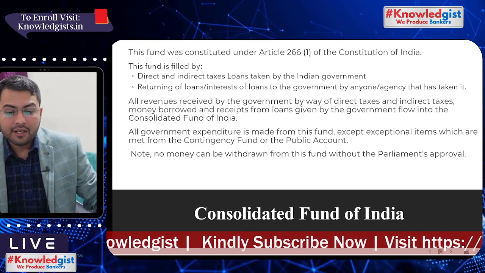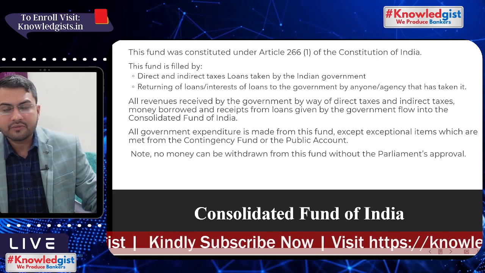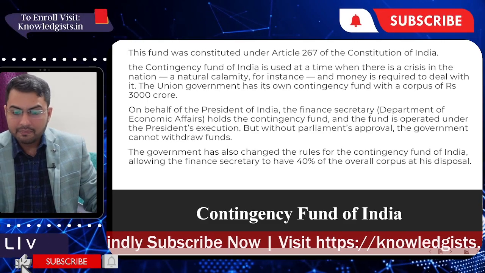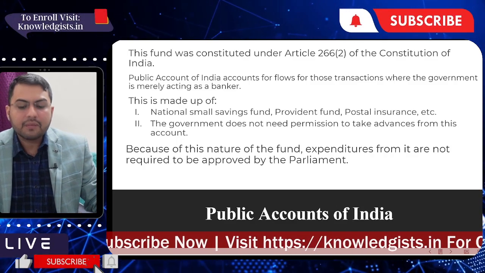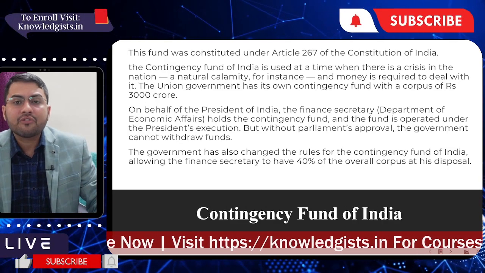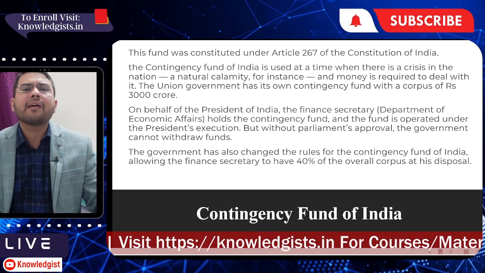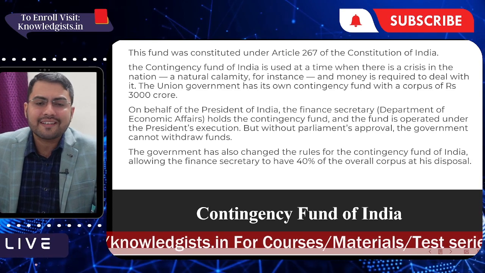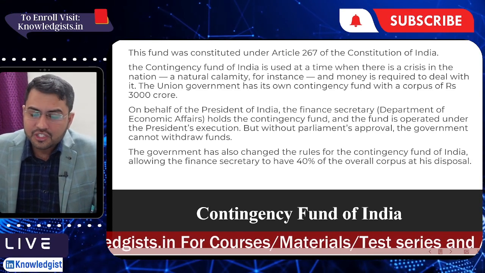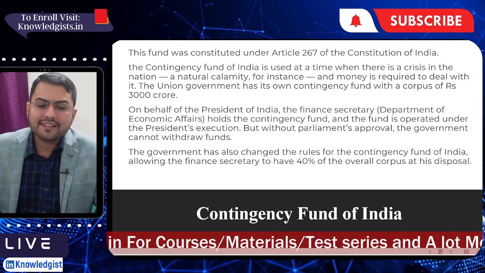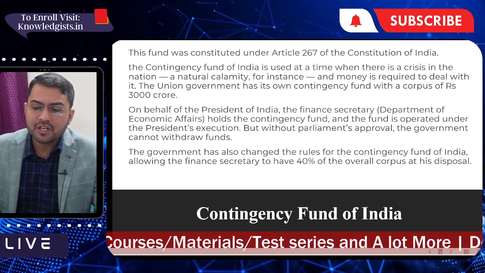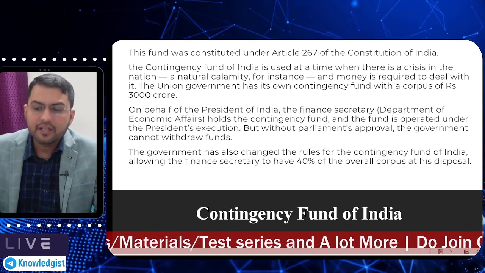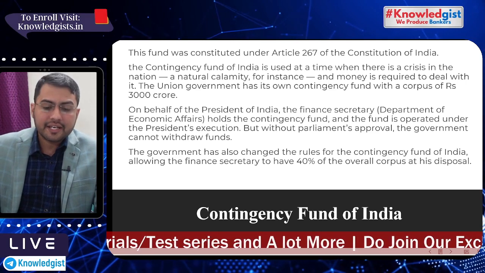And remember, no money can be withdrawn from this fund without the approval of Parliament. Then comes the Contingency Fund of India. Contingency means the emergency fund of India. This fund is constituted under Article 267 of the Indian Constitution, and the Contingency Fund of India is used at a time of pandemic, of emergency, of various crises.